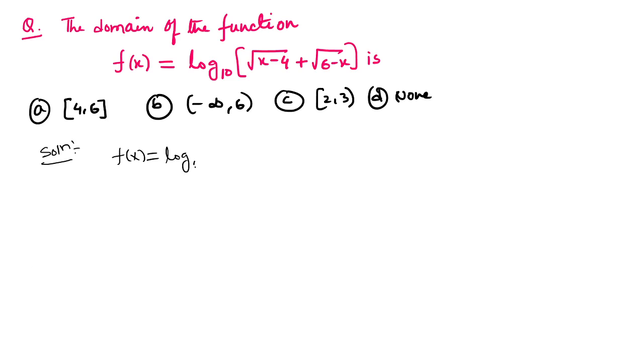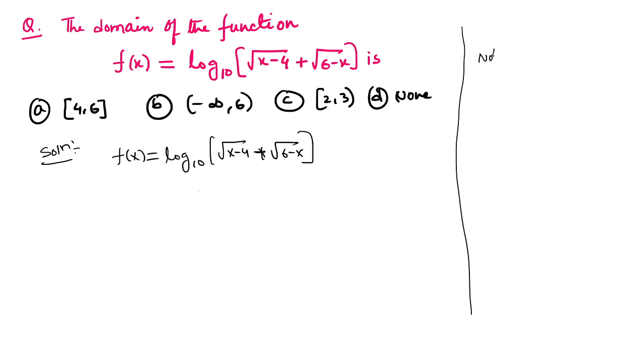Okay. Given function is square root of x minus 4 plus log of 6 minus x. Now first of all, let us understand the log function. So this is f(x) equal to log x. This function is defined only when x is greater than 0, that is, x is positive.